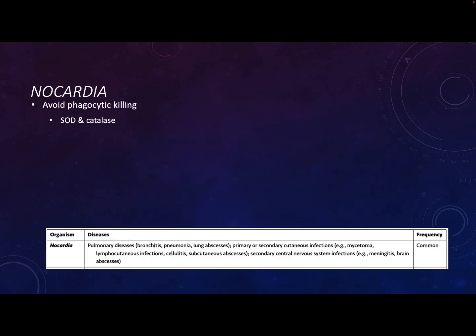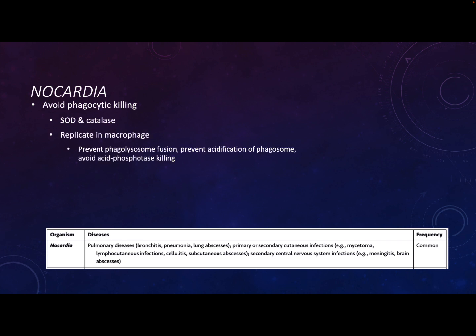A lot like the genus Mycobacterium, these can also avoid being killed by phagocytes. They have superoxide dismutase, which is an enzyme to help them break down superoxide radicals that are produced by the immune system. They also have catalase to help them break down hydrogen peroxide. And just like Mycobacterium, they can replicate inside the macrophage because they escape the phagolysosome.